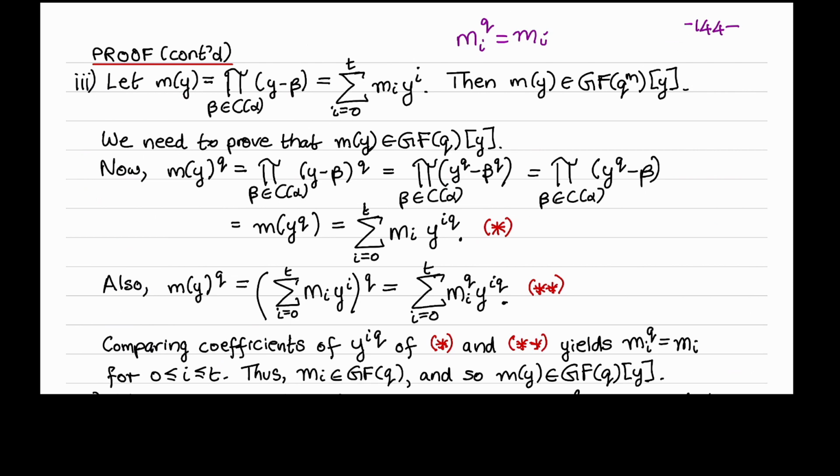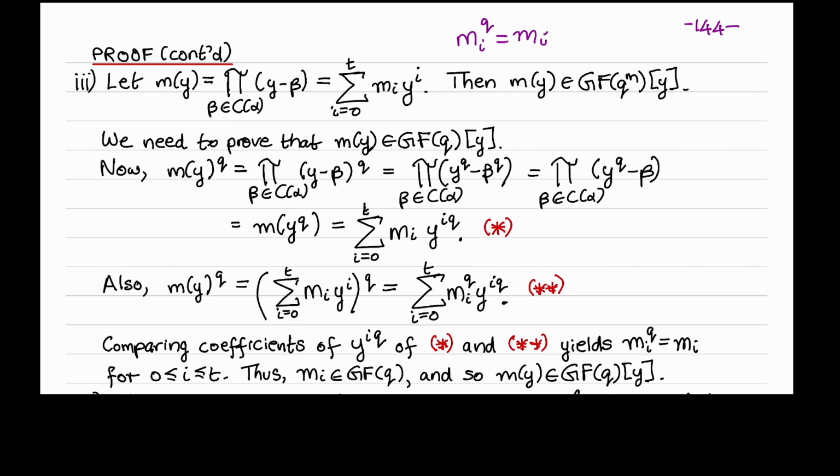So I'll write down the polynomial m in summation notation, where each coefficient m_i belongs to GF(q) to the m. We want to prove that each m_i is in fact in GF(q). So let me start by raising this polynomial to the power q. I'll do this in two ways. By raising this expression for m to the power q, and raising this expression for m to the power q. The first expression to the power q is this product. By the Freshman's Dream, I can write y minus beta to the q as y to the q minus beta to the q.